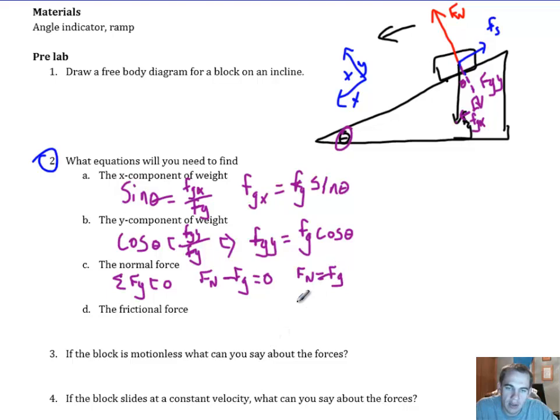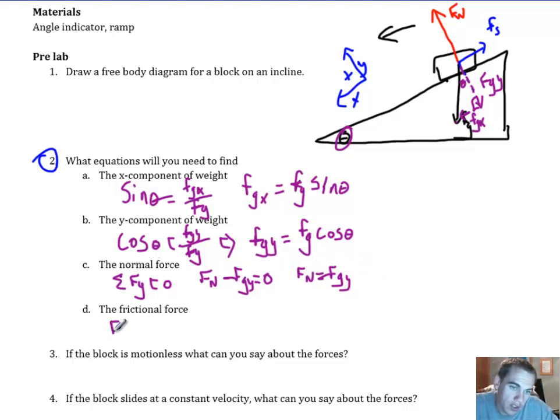They just pull in opposite directions, but this isn't the entire force due to gravity. This is only the force due to gravity in the y direction. So the normal force is essentially the opposite of FGY. And finally, the frictional force.